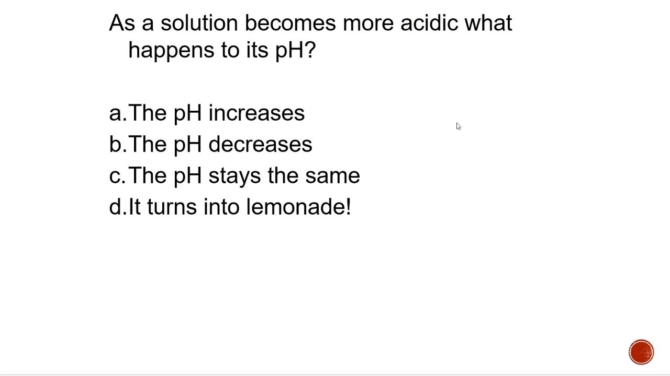Okay, here's another one. As a solution becomes more acidic, what happens to its pH? Does it increase, decrease, stay the same, or does it turn into lemonade? Hopefully you said B. It is B. It does decrease. So acids go lower in the pH, so it does decrease.